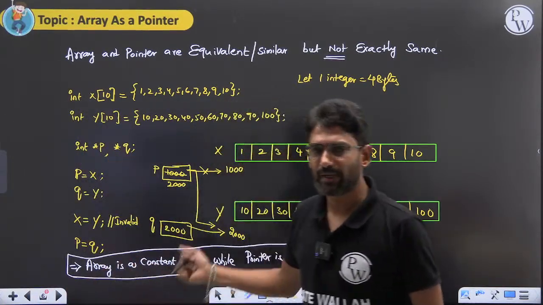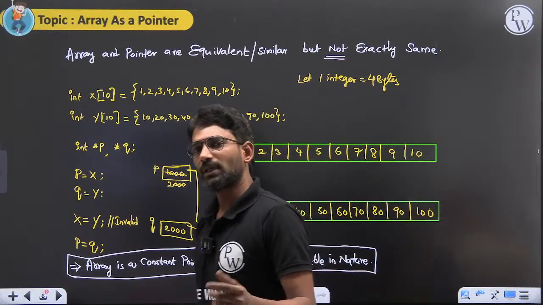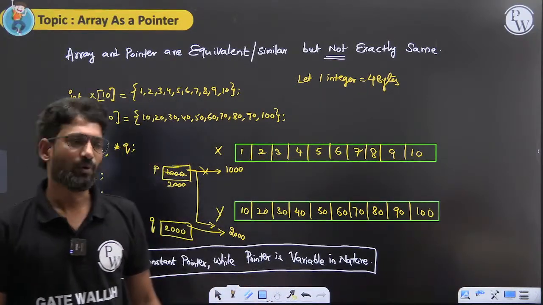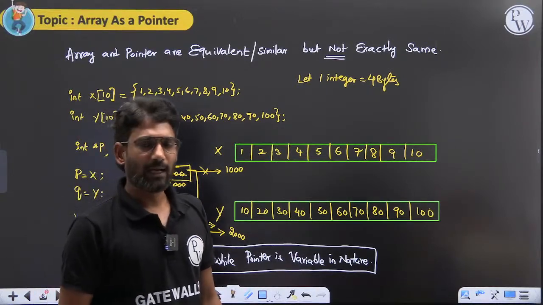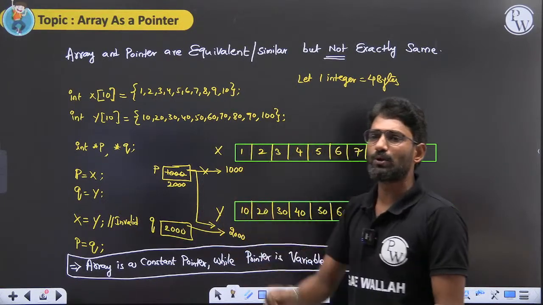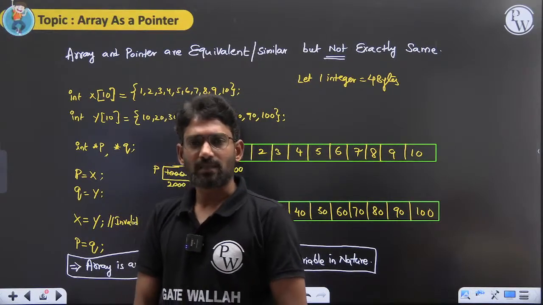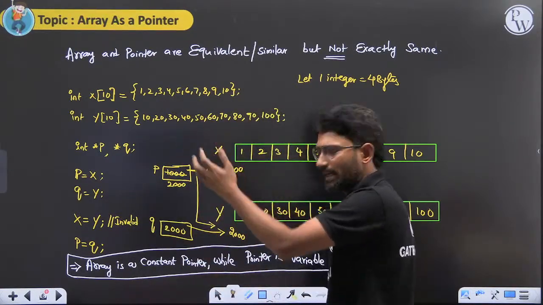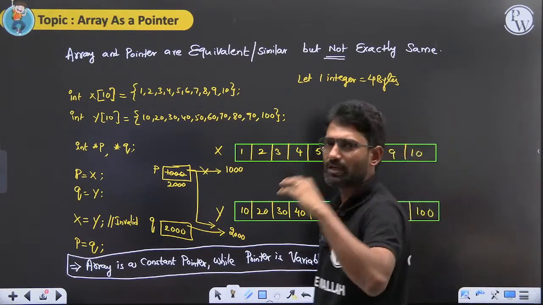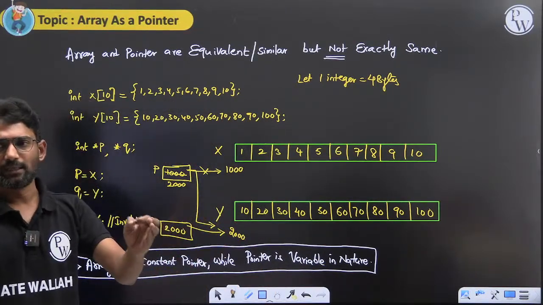Do you understand this meaning? Both are printing the same address, so both are the same? No. Both might be holding the address, but an array always holds the same address, but a pointer need not hold the same address. Sometimes a pointer can hold 1000, sometimes 2000, sometimes 1008, sometimes 2012. We can change the value of a pointer. Right? So this is one difference you can clearly understand.